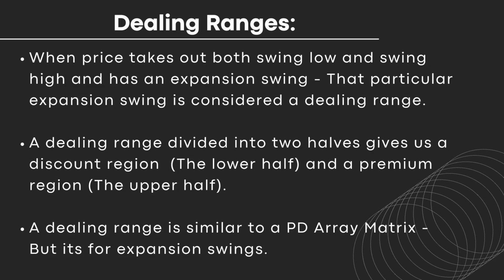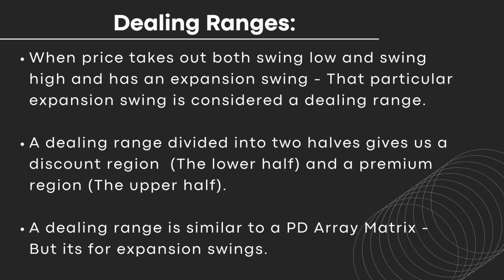Now, another thing about dealing ranges is that when you divide a dealing range into equal halves, it gives us a matrix. The upper half of that matrix is called the premium, and the lower half is considered the discount region. Then last but not least, the 50% of that dealing range is called equilibrium. This is basically how a dealing range looks and works.